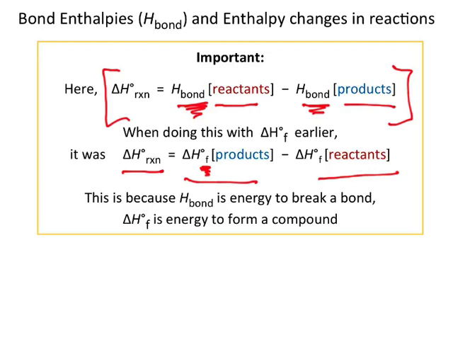H bond is phrased that you're going to break something, HF is phrased that you're going to form something. And so inherently there are different signs. And so the only difference between these two equations is that you've distributed a negative sign through one of them to make them the opposite sign as each other, and then rearranged it to make it look pretty. So it's reactants minus products.